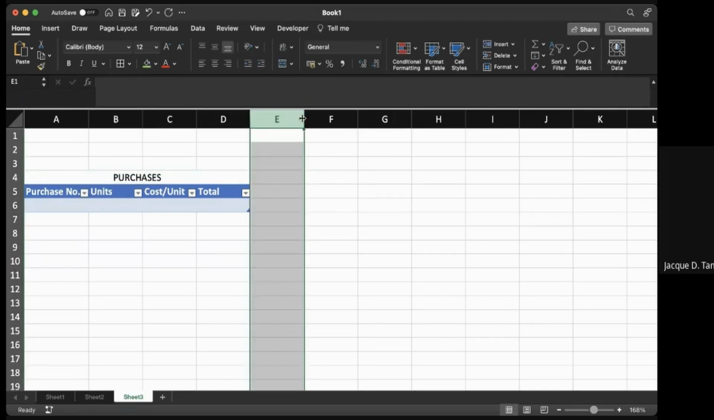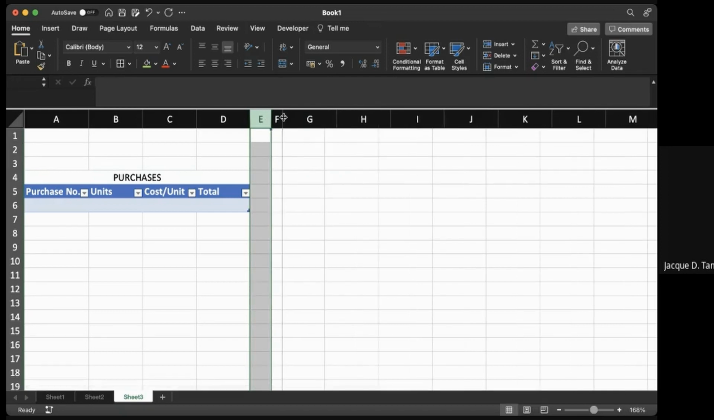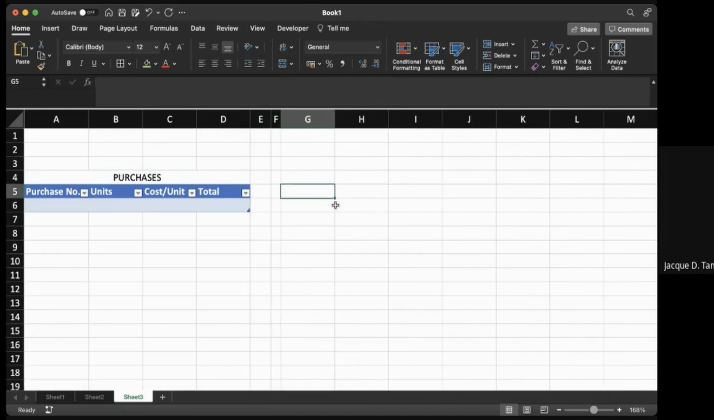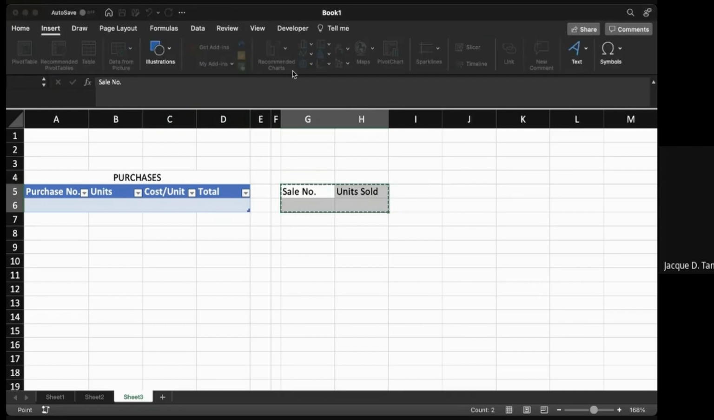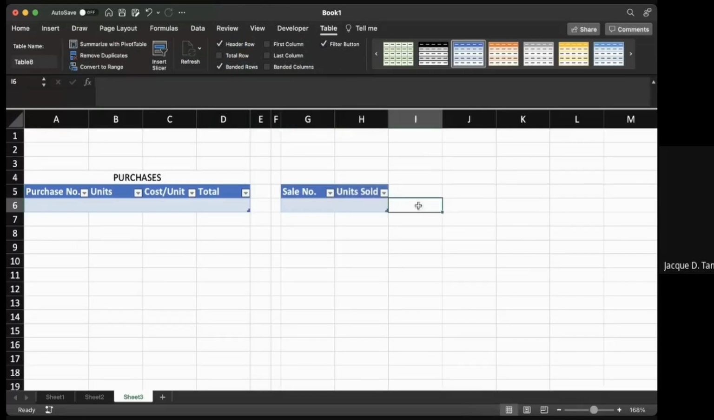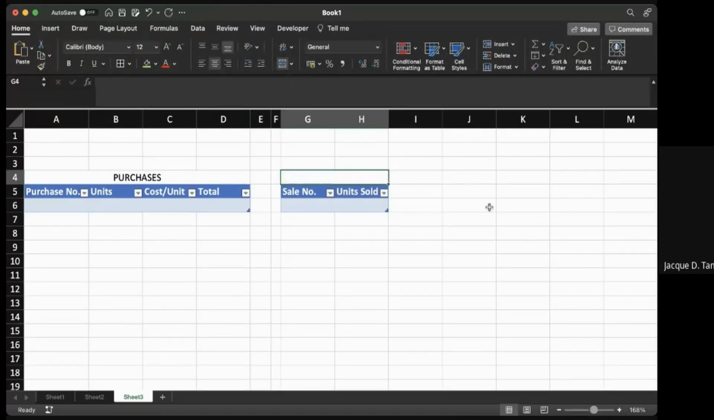Next, I will create a table for my sales. So for my sales, I have only here sale number and then units sold. Again, creating a table, select the data, and then select one row after, click insert, click table, click my table has headers, click OK. And then name this one sale. Next, we can now create our summary data.